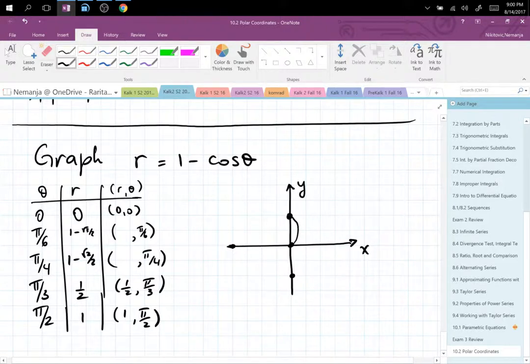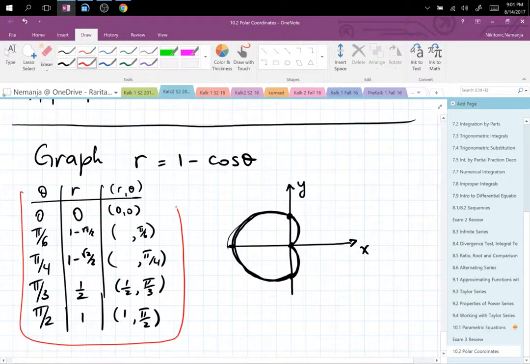It will create these two parts like this, and then go around, and it looks like a heart. This is called the cardioid. Now, what we did here in this chart is this much. That's all we graphed from the chart. If you pick angles from the second quadrant, you will get this, the third quadrant, and then the fourth quadrant, right?